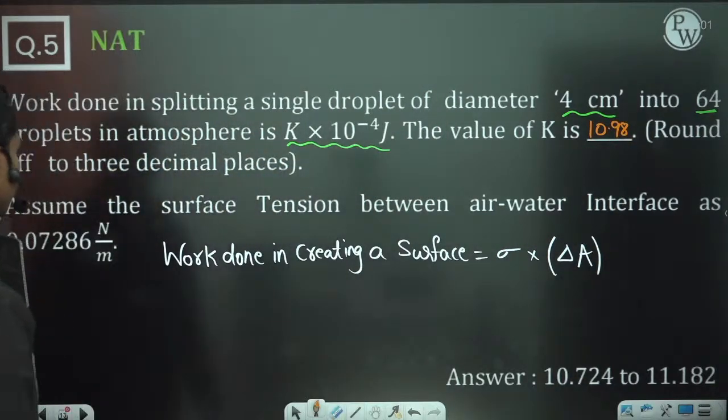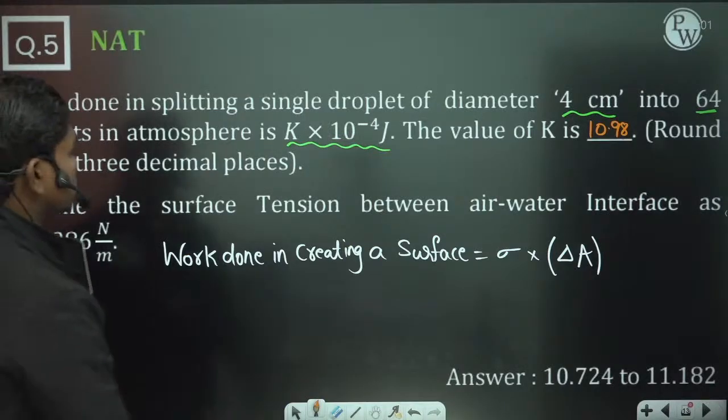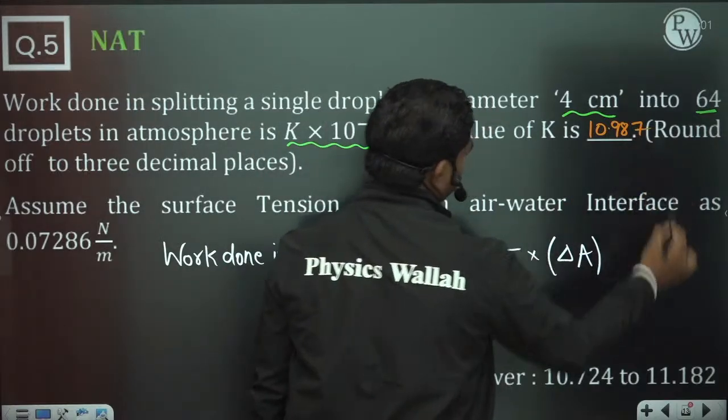How many decimals are they asking? 3 decimals. So we need one more decimal. After 8, there is 7. So 10.987 is what you can write.